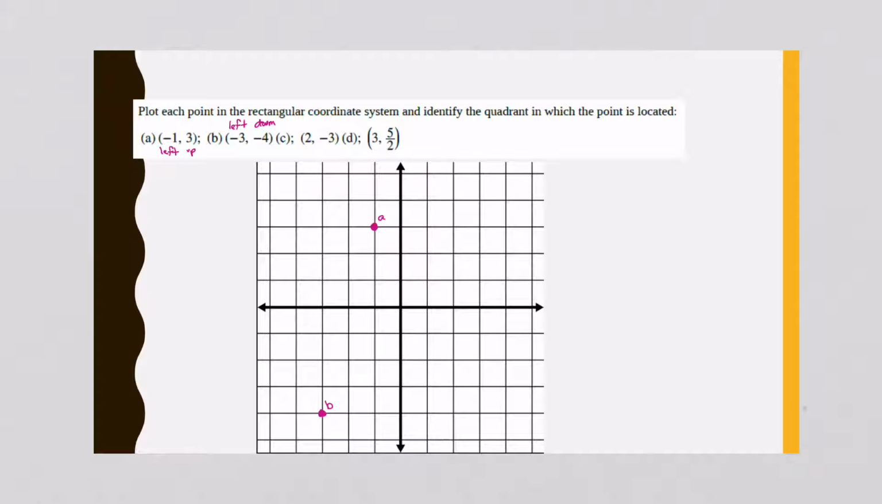C, 2, negative 3. That means right 2, down 3. So right 2, down 1, 2, 3. Okay, now notice on D, little letter D, we've got 3 and 5 over 2. It's so much easier to graph this if you have either a decimal or you can see what the mixed number is, but I typically turn it into decimals whenever I have fractions. So I would do that as 2.5. And we can still graph that even though all of these lines are whole numbers. We can still go up halfway past 2. So this means right 3 and up 2.5. 1, 2, 3, 1, 2, and then I'm going to go up just a little bit right there. So I went up about halfway. So that is 3 and 5/2.